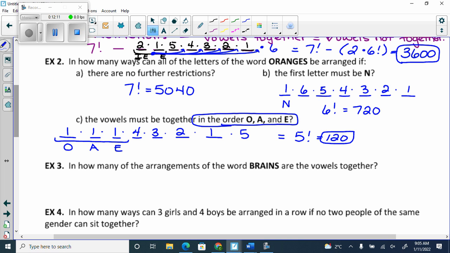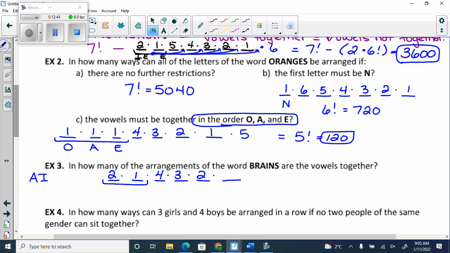Then here it says, in how many of the arrangements of the word brains are vowels together? So brains has an A and an I and some other letters that are not vowels. How many letters are in, how many letters is? Yep. See, Connor? You don't want me helping you. Said letters is. There are 6. 1, 2, 3, 4, 5, 6. The vowels have to be together. So what is this? 2, then 1, then 4, 3, 2.